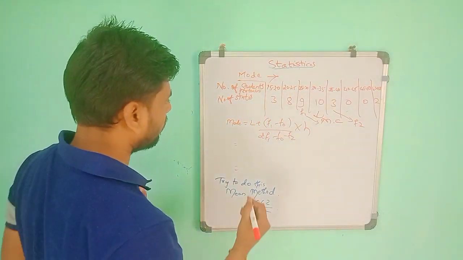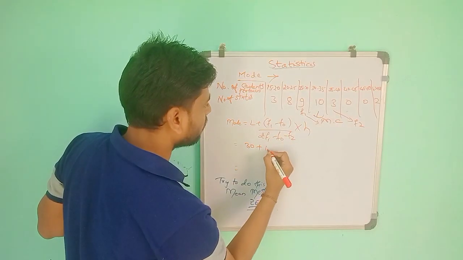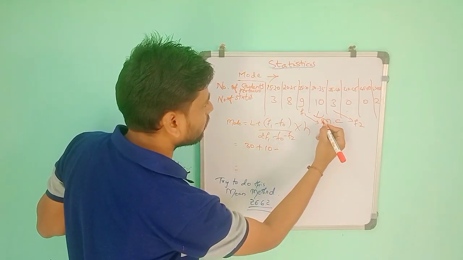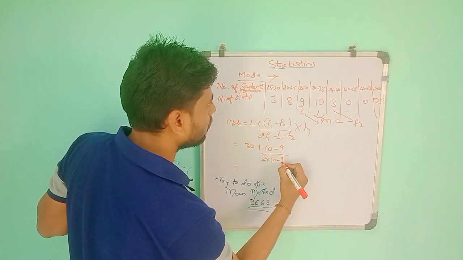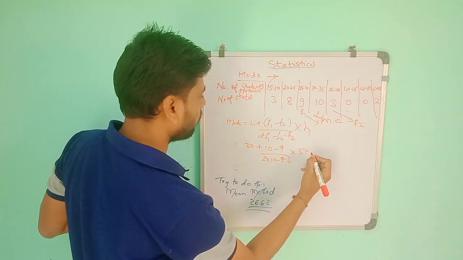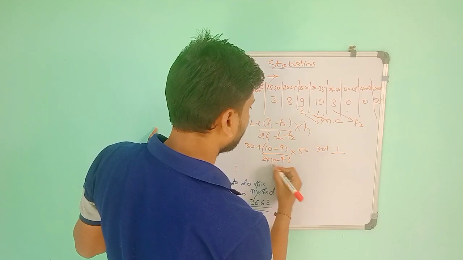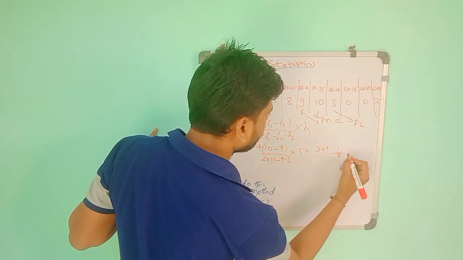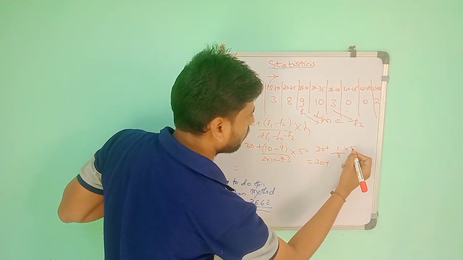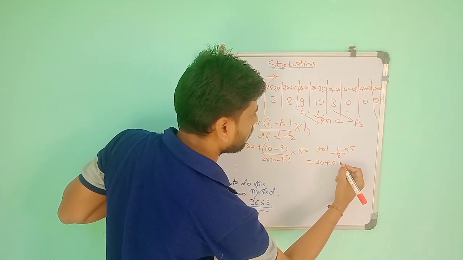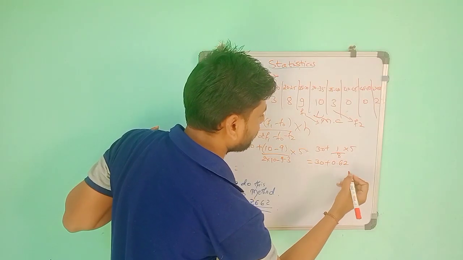Then if you calculate, L means the lower limit of the model class, so 30 plus F1 is 10 minus F0 is 9, divided by 2 into 10 minus 9 minus 3, into 5. So you will get 30 plus 10 minus 9 is 1. Then 2 into 10 is 20, 20 minus 9 is 11, 11 minus 3 is 8. So 8 into 5. So you will get 30 plus 5 by 8. 5 by 8 is nothing but 0.625, since 8 sevens are 56, 8 sixes are 48, then 2 remains 20, 8 twos are 16, 4 remains 5.